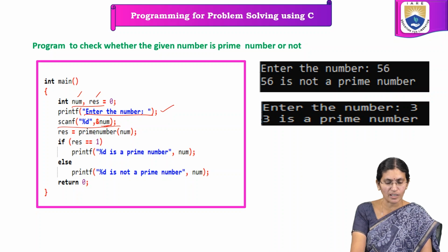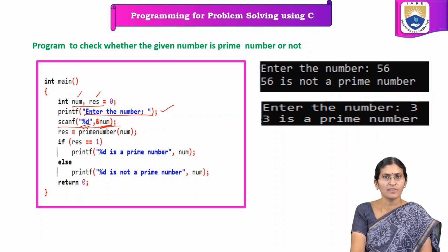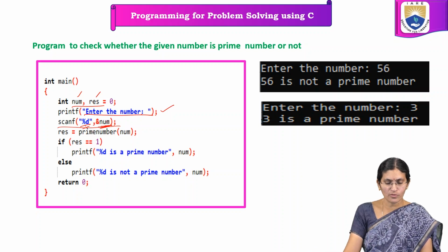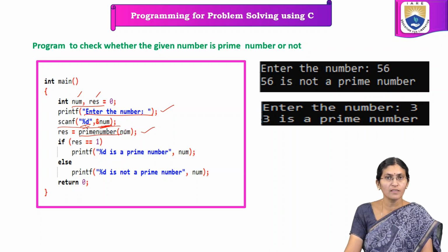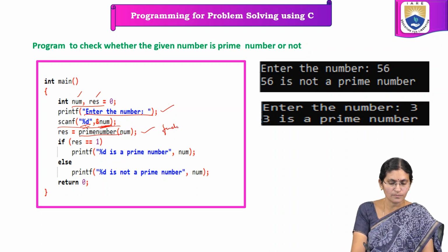To check whether it is prime or not, we read it by using the scanf function. The syntax for scanf is: in double quotes you write the format specifier, and then, separated by a comma, the address where this num value is to be stored. So now we are calling the function. This is the function call. This is how we need to call the function.